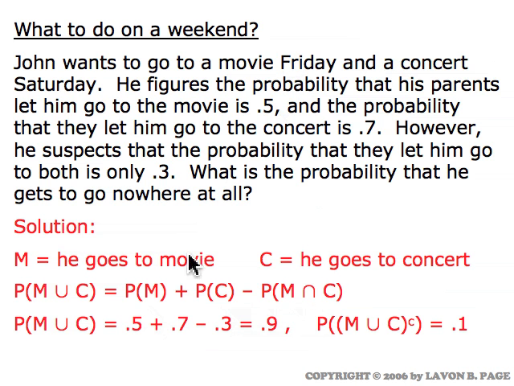Now these three numbers on the right are the three numbers that are given to us to start with. We know the probability he gets to go to the movie is 1/2. We know the probability he gets to go to the concert is 0.7. And we know there's only a 30% chance he gets to do both. So by plugging those values in for these three terms, we can get directly the probability 0.9 that he gets to go to at least one of them. And then by looking at the complement, we know that leaves a 10% chance that he doesn't get to go anywhere at all.